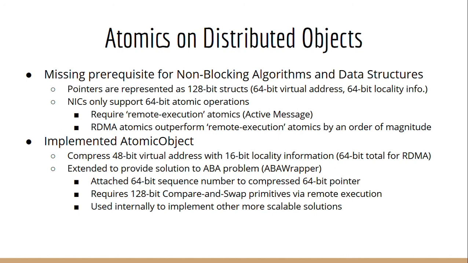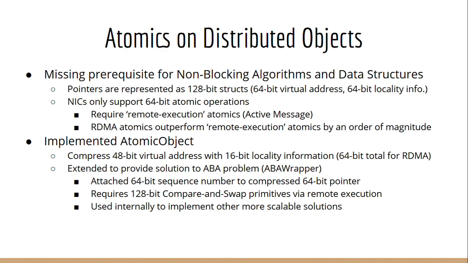To achieve this, we compress a 48-bit virtual address with 16-bit locality information, which makes 64 bits total for RDMA. However, this does not address the ABA problem, so we extended it to provide a solution to the ABA problem called the ABA wrapper. This is achieved by attaching a 64-bit sequence number to the compressed 64-bit pointer. The sequence number is incremented on each successful atomic operation performed on the ABA object. As an example, suppose a compare-and-swap is performed on an object. Then the next compare-and-swap operation on the same object will fail because even though the addresses are the same, the sequence numbers are not the same.